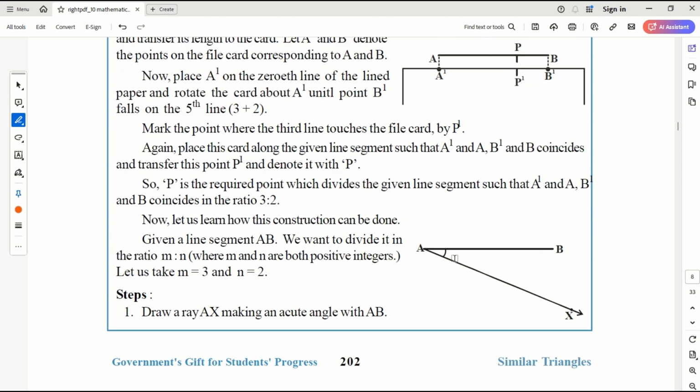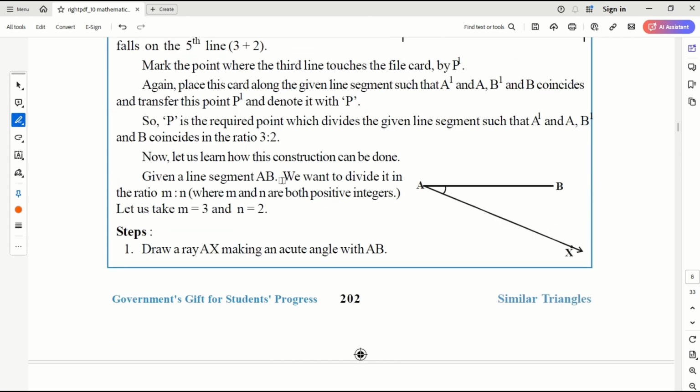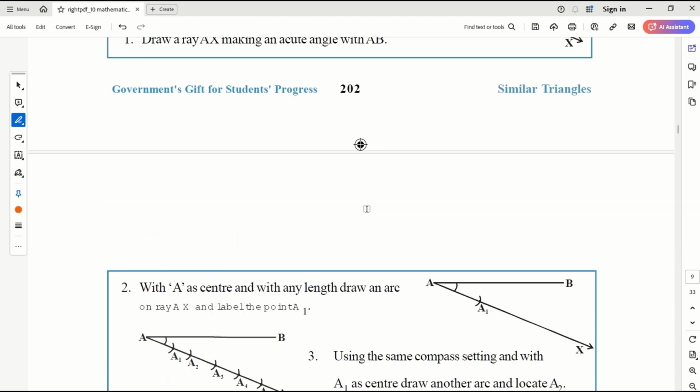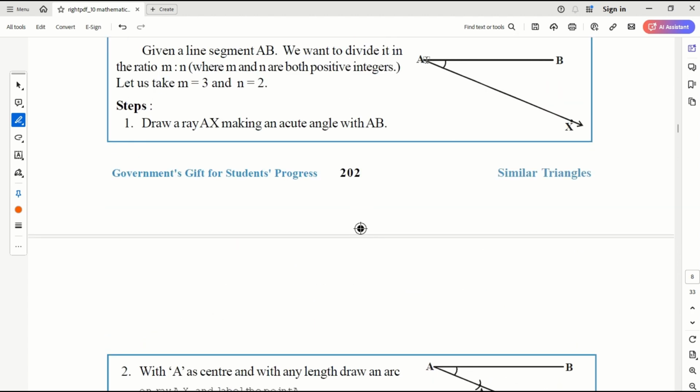You take any angle, basically AB and AX like this. Now you want to cut these two sides into proportion. How do you do it? You draw AX at an acute angle to AB. Then you can divide this line into the required number of ratios. So you take another bigger line where you can easily mark points, let's say 1 centimeter gap. So you construct another bigger line with an acute angle.